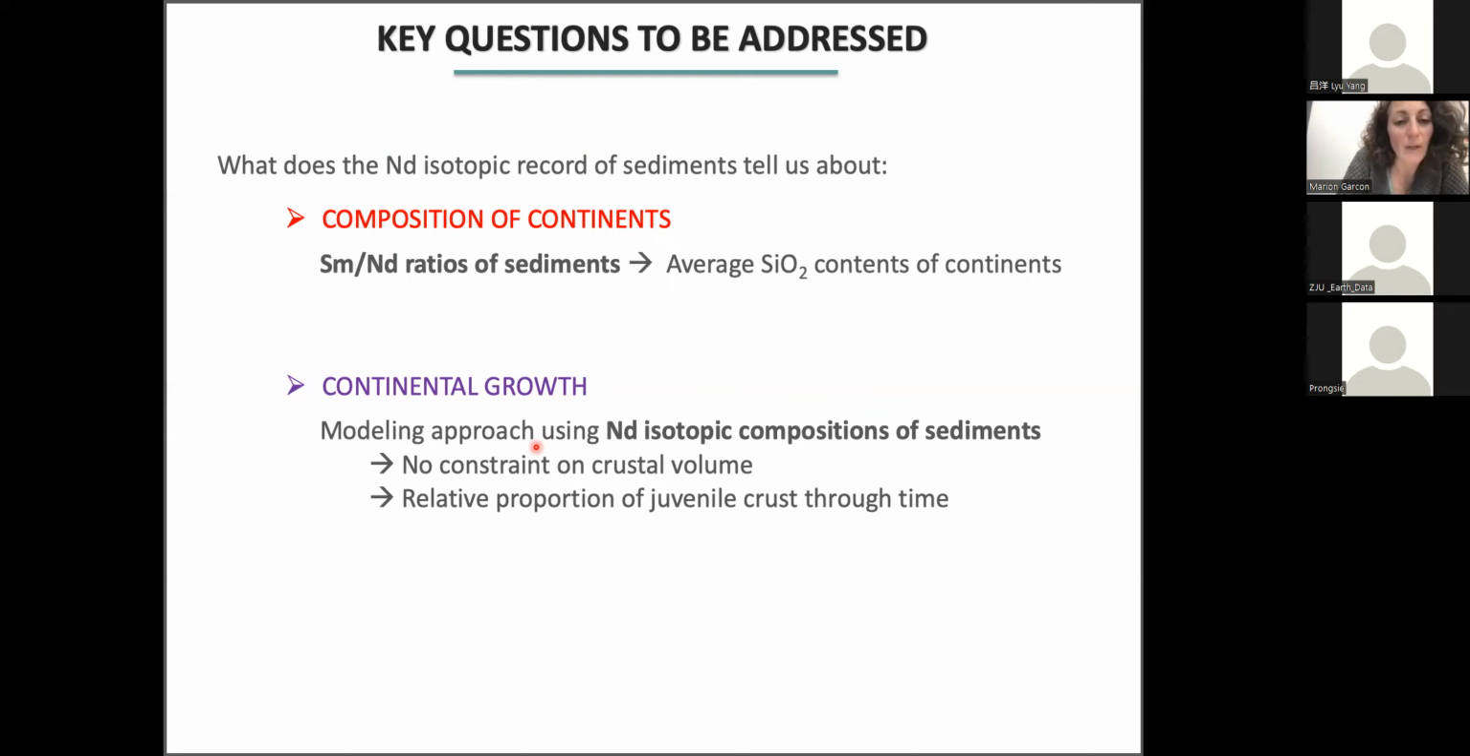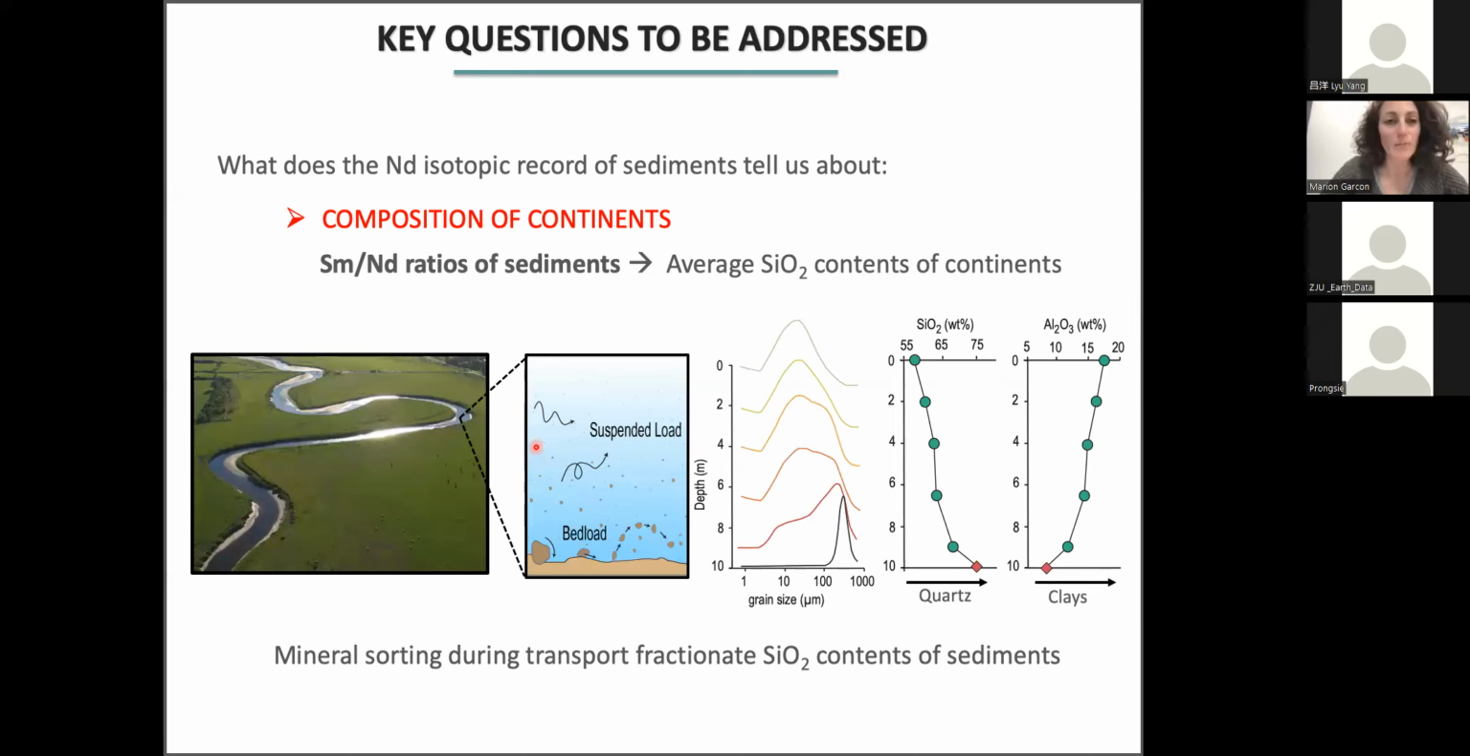But instead, I will show you that we can extract relative proportion of juvenile crust through time, and this has implication for the way the crust was formed through time. Okay, so let's start with the first question. So maybe some of you are not very familiar with sediments and sedimentary sorting through time.